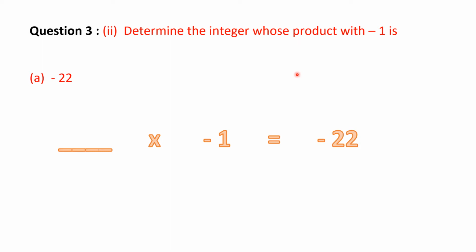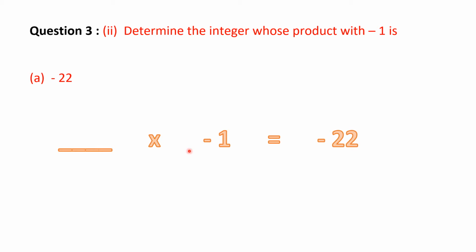Determine the integer whose product with minus 1 is minus 22. So what are they telling us? They're telling us to determine. What does determine mean? Determine means to find out. So we have to find out the integer whose product. Product means multiplication, right? We have to find out the integer whose multiplication with minus 1 will give us minus 22.